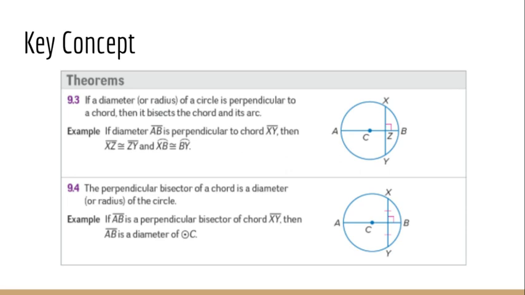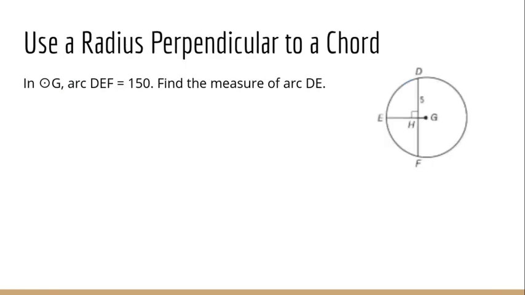So here's our first key concept. If a diameter or a radius of a circle is perpendicular to a chord, then it bisects the chord and its arc. Bisecting means that it separates the chord into two equal parts. Okay? It also creates a 90-degree angle. So we're going to use the radius perpendicular to a chord.